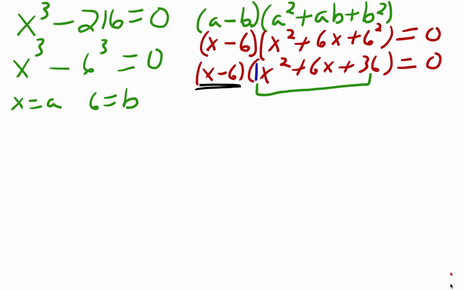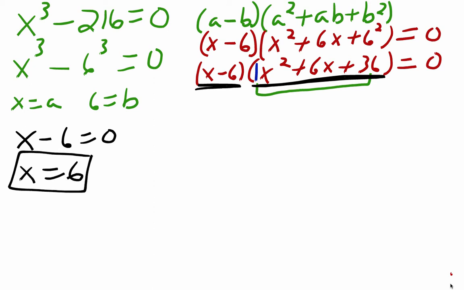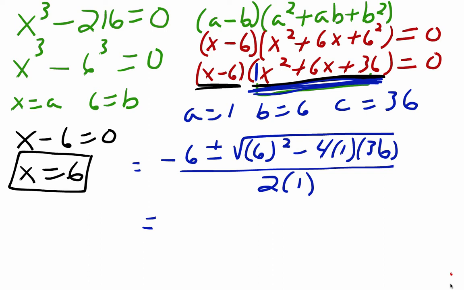So I have 2 factors right now. I have this factor and this one here. This is another factor, but I can't factor any further. I have to use the quadratic formula to find those zeros to factor it. So I have x minus 6 equals 0, so x equals 6. So there's one of my answers. Now I'm going to use the quadratic formula to find the other ones, which I'm underlining here in blue. So I'm going to use the quadratic formula to find the other answers.